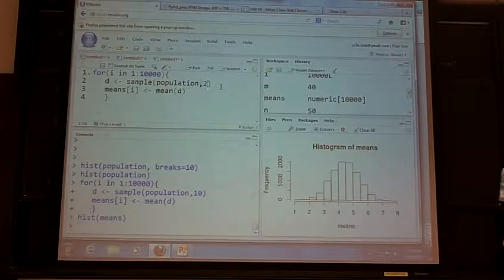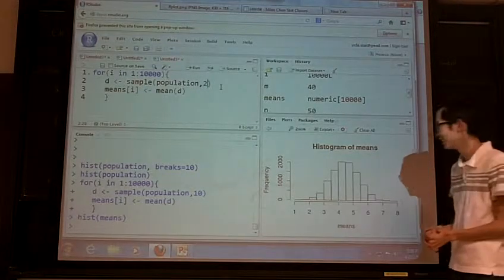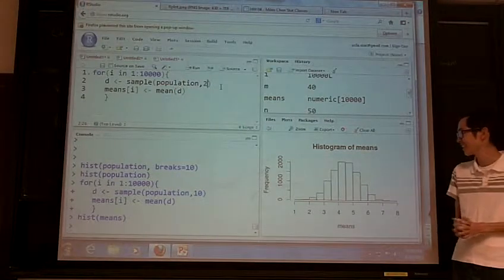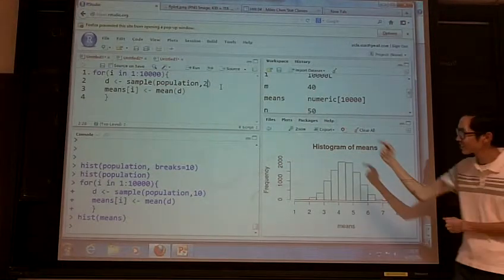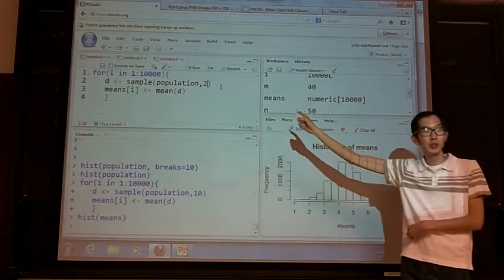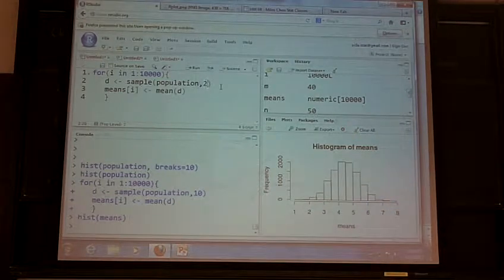Get more realistic. Might get more realistic. More realistic? What does that mean? Less normal. Less centered around the center value. Okay, with samples of size 2.